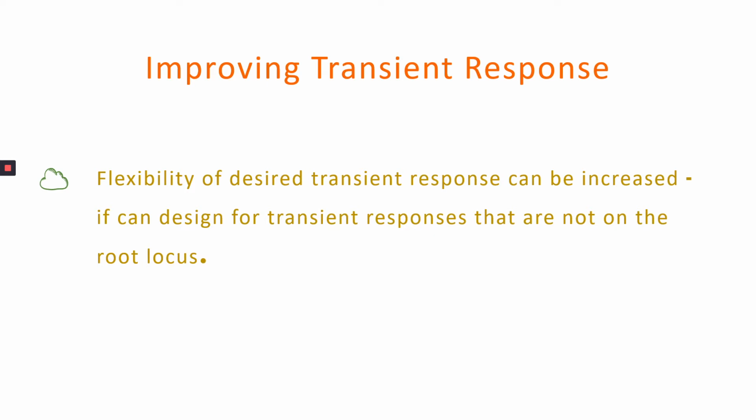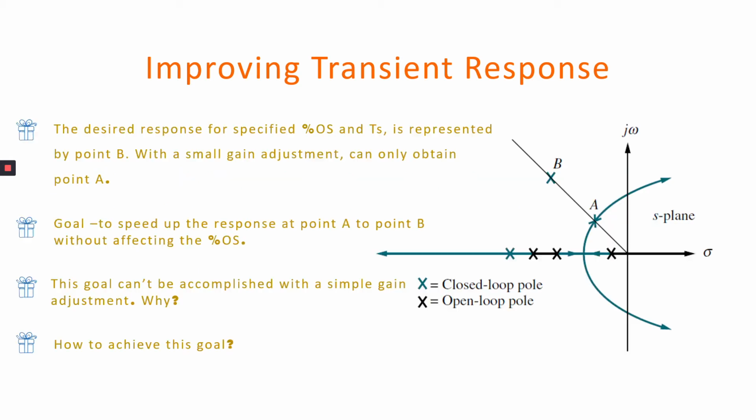In improving transient response, flexibility of desired transient response can be increased if we can design for transient responses that are not on the root locus. For example, we assume that the desired transient response defined by percent overshoot and settling time is represented by point B. With a small gain adjustment, we can only obtain point A. Unfortunately, on the current root locus, at the specified percent overshoot, we only can obtain the settling time represented by point A after a simple gain adjustment.